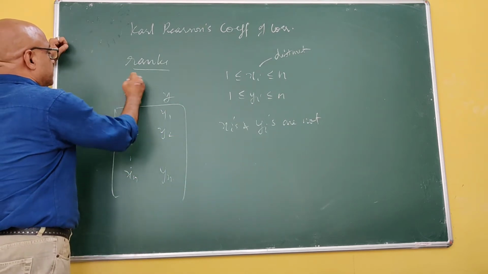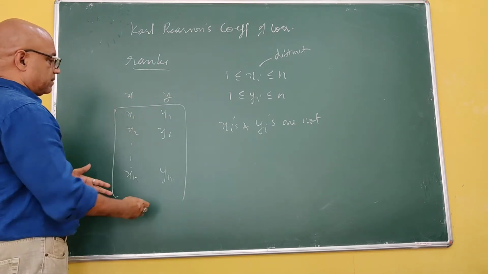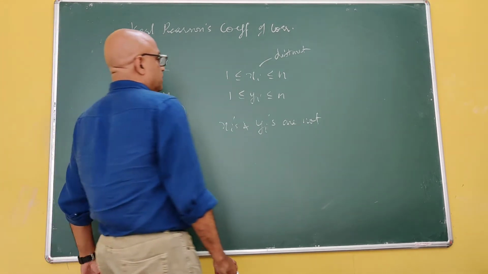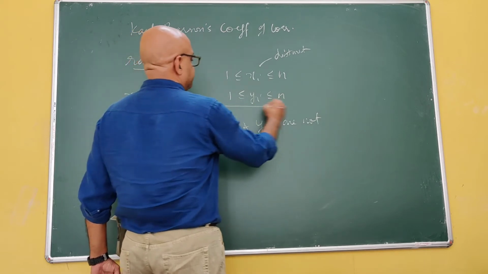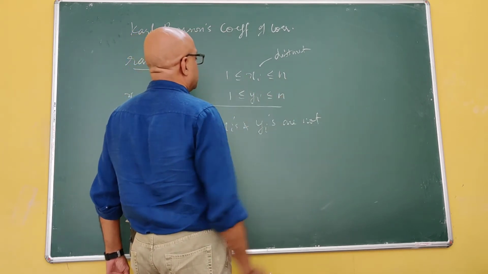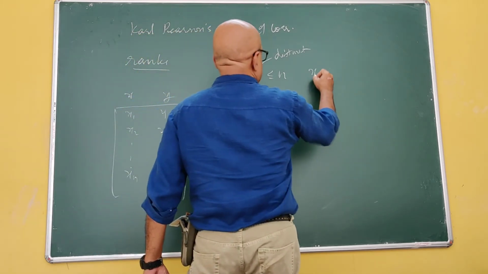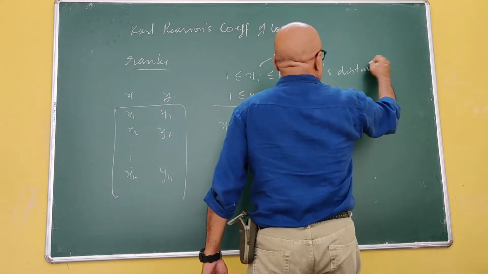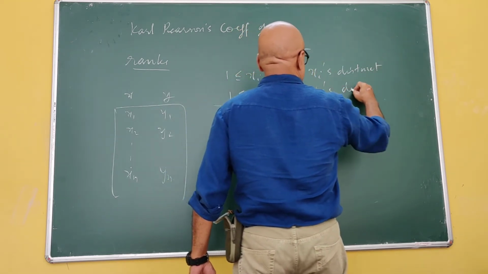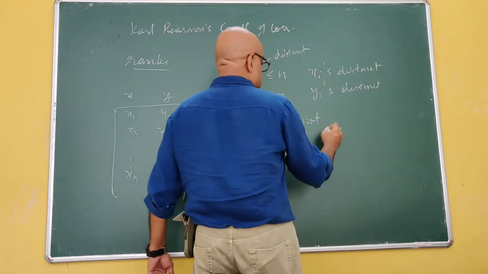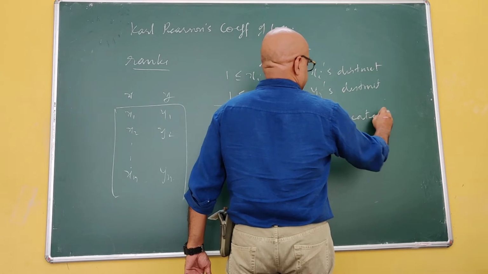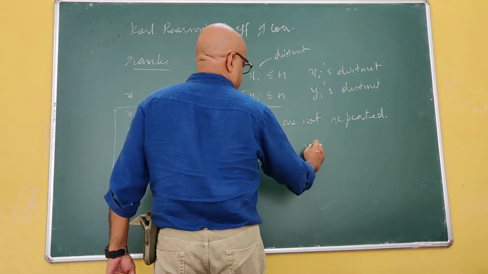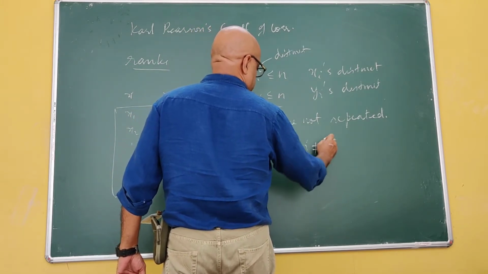Whatever they may be, two dancers or two singers, they are given some marks and accordingly given ranks, and none of them are repeated. So no repetitions. Then the values lie between 1 and n. The xi's are distinct, and the yi's also are distinct. That is, xi is not equal to xj when i is not equal to j.